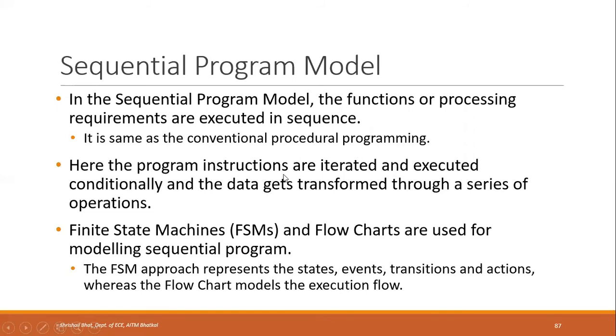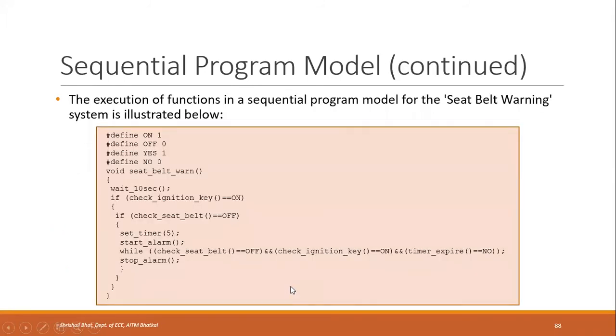Yet the program instructions are iterated, meaning they are repeated in a loop and executed conditionally, and the data gets transformed through a series of operations. You are actually using finite state machines and flowcharts for modeling the sequential program. The FSM approach represents the states, events, transitions, and actions, as we have seen, and the flowchart models the execution flow. For the seatbelt monitoring system, you can have a sequential program model.